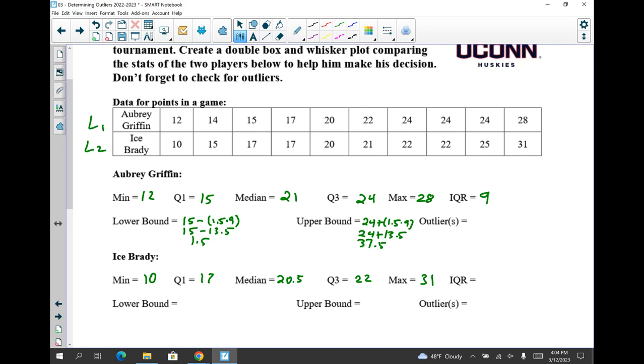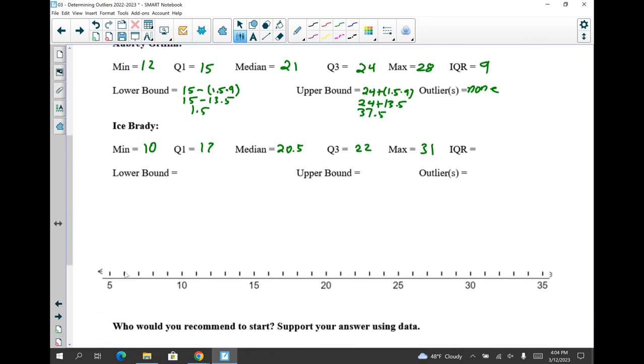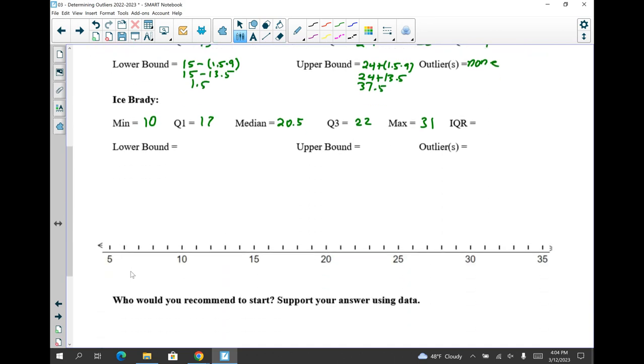So let's see, did we have anything? We obviously didn't have anything below 1.5. We also didn't have anything above 37.5. So our outliers, we have none. Okay. So now let's look for Ice Brady.